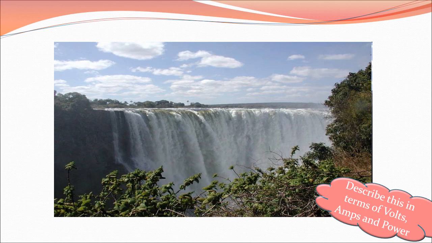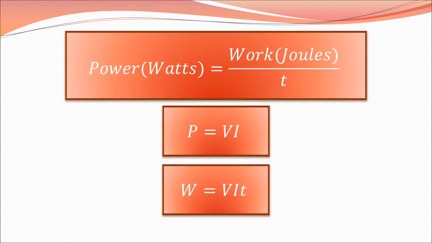How would we describe this waterfall in terms of volts, amps, and power? It's quite a high waterfall, so you'd say there's quite a lot of voltage, a lot of potential difference between the top and bottom of that waterfall. It's quite a large waterfall, so there's a lot of water flow going over it, so we would say it has quite a high current. Therefore, the amount of power this waterfall could generate would be quite high as well, because we have a large current multiplied by a large voltage. We would therefore end up with a large amount of power.